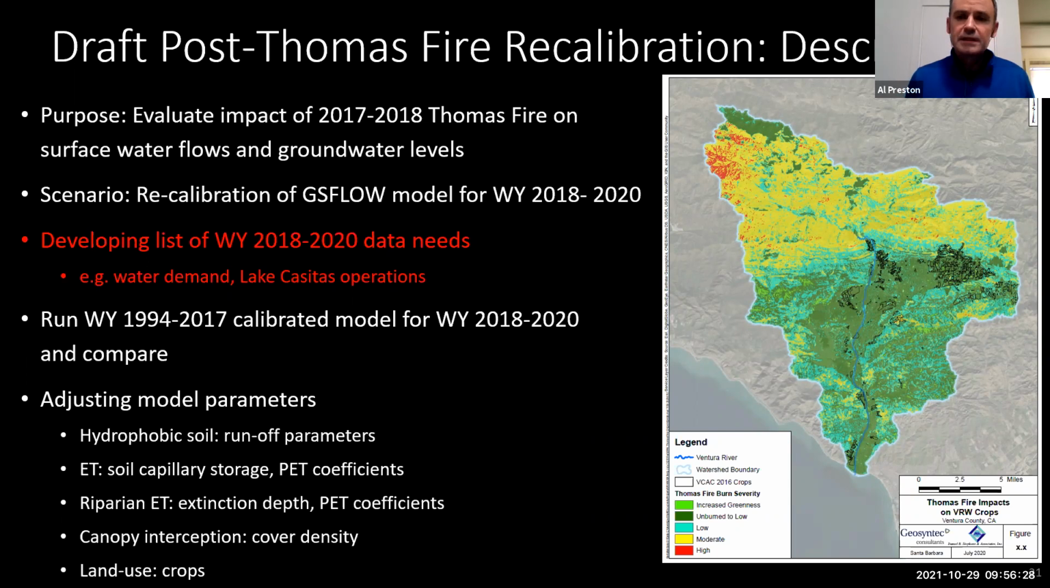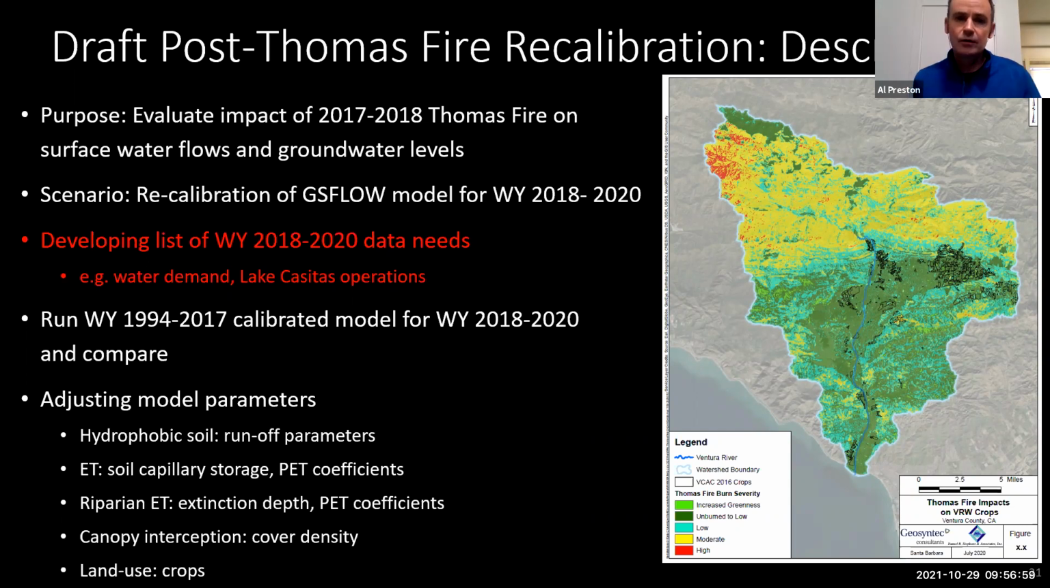So once we've set the model up for those 3 years, the first step we'll do is run the model, and we will compare the outputs of that model to the actual measurements that occurred. And we expect they will not match because of the effects of the fire. So for example, post-fire, we expect the stream flows to be higher during the storm events, due to changes in the infiltration capabilities of the soil.